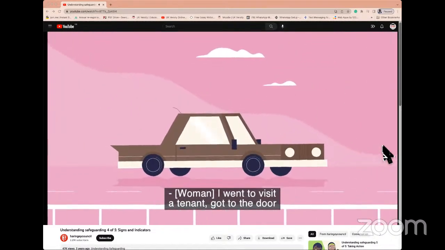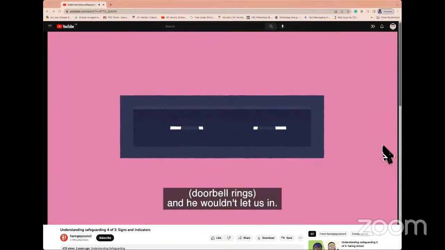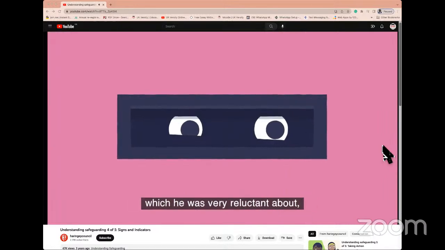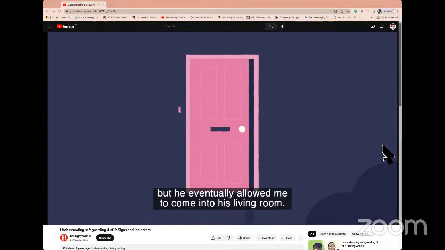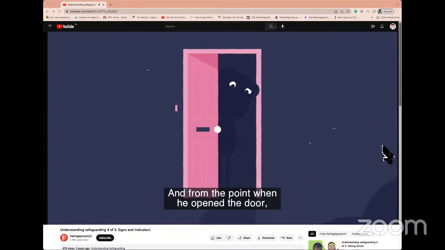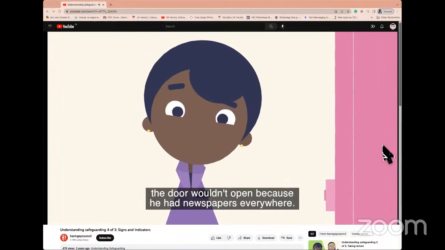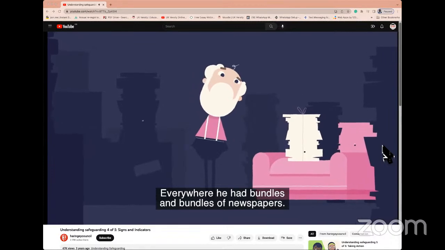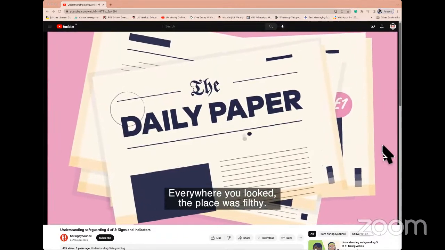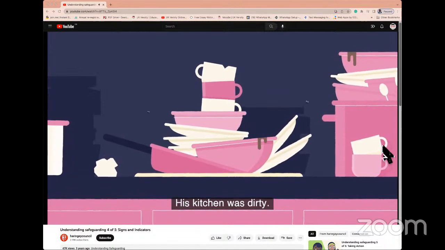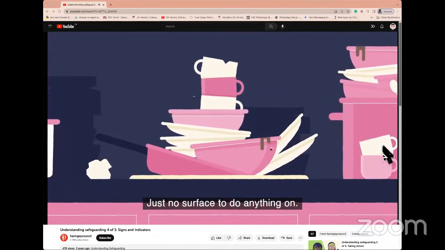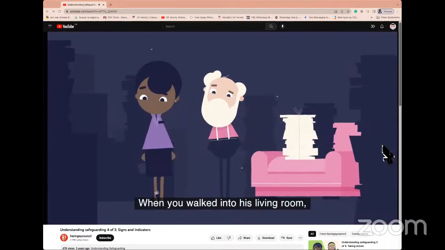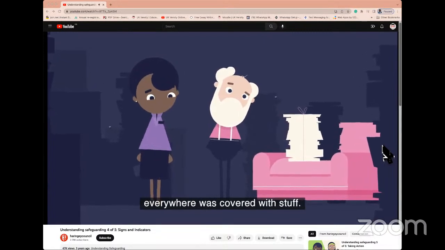I went to visit a tenant, got to the door and he wouldn't let us in. We then insisted that we took it indoors, which he was very reluctant about, but eventually allowed me to come into his living room. From the point when he opened the door, it wouldn't open because he had newspapers everywhere. He had bundles and bundles of newspapers everywhere you looked. The place was filthy. His kitchen was dirty. Just no surface to do anything on. It was manky. There was a smell as well. It was pungent. When you walked into his living room, everywhere was covered with stuff.